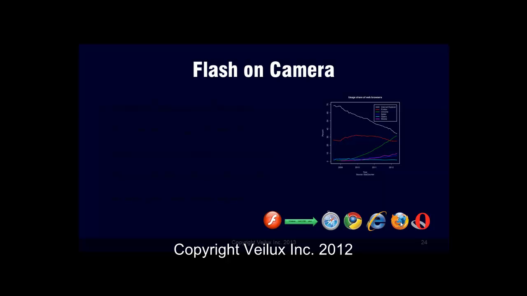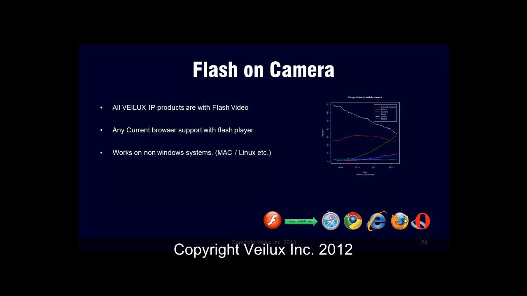Flash on camera. All Veilux IP products are with flash video. Any current browser supported with flash players. Works on non-Windows systems such as Mac and Linux. Supports handheld devices if flash is supported. Windows, Macs, Linux, and mobile supported.